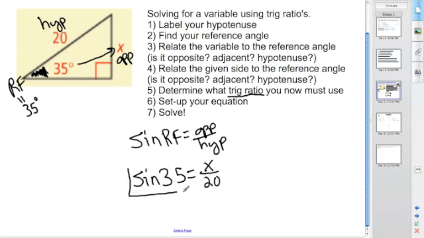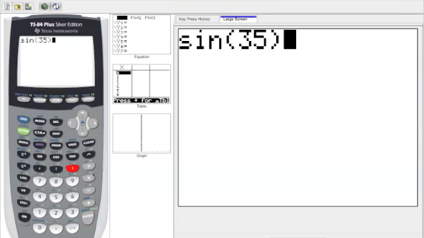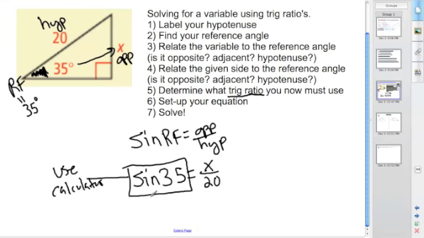Now, sine of 35, you're going to have to use your calculator. So here's how you use sine 35. With the calculator, you notice you have sine, cos, and tan. You're going to hit sine, 35, enter. So the sine of 35 is 0.57. So sine of 35 is a number. That number is 0.57 equals x over 20.